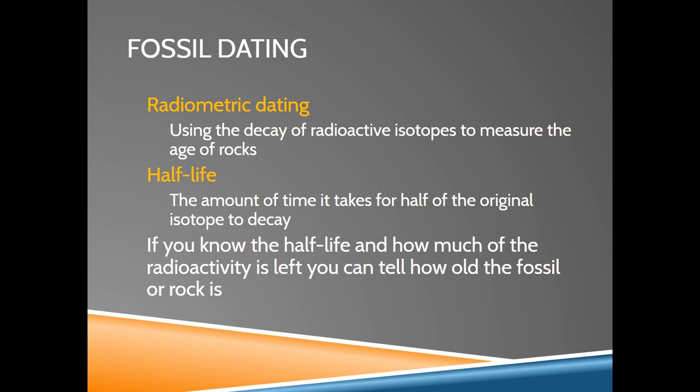All right, some other methods of fossil dating is radiometric dating, using the decay of radioactive isotopes to measure the age of rocks. So how do they do this? It's called a half-life, the amount of time it takes for half of the original isotope to decay. If you know the half-life and how much of the radioactivity is left, you can tell how old the fossil or rock is. Now, having said that, we're talking about elements and how elements decay over time.